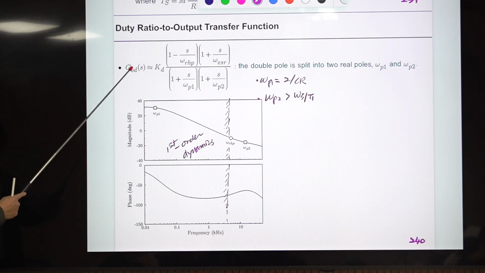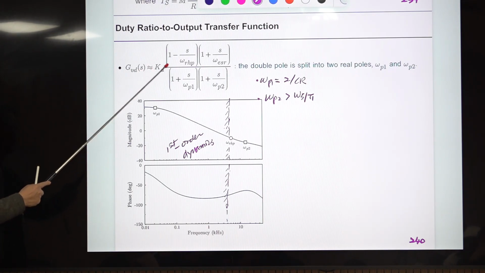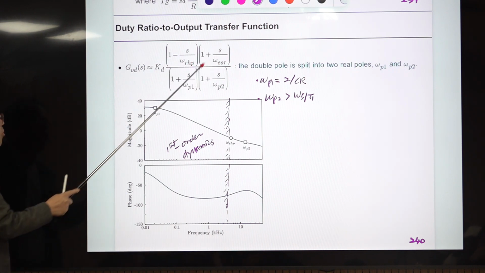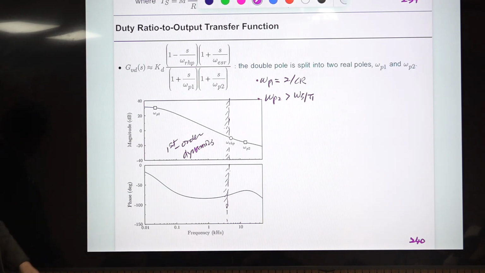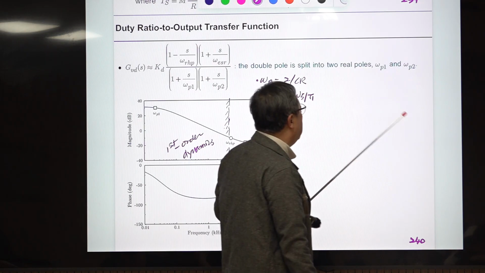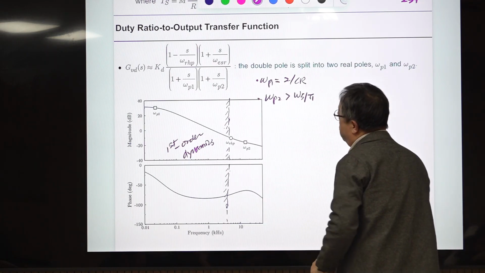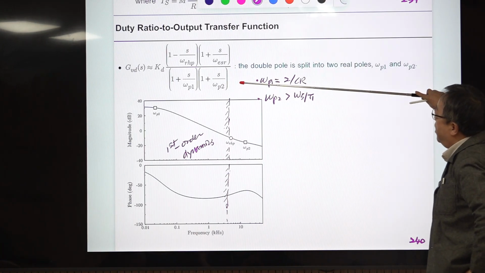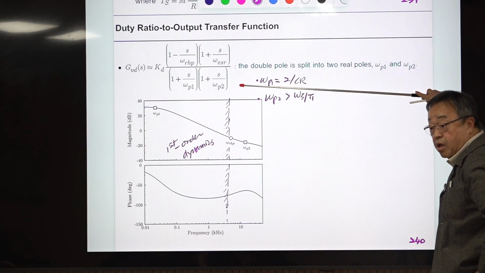Then the control to output transfer function, no, the duty ratio to output transfer function, is given by this one. Very similar to the CCM case. It has RHP zero and ESR zero, but here the double pole is split. There is no quadratic function, and we have two real poles, omega P1 and omega P2. Omega P1 is given by 2 divided by C times R.